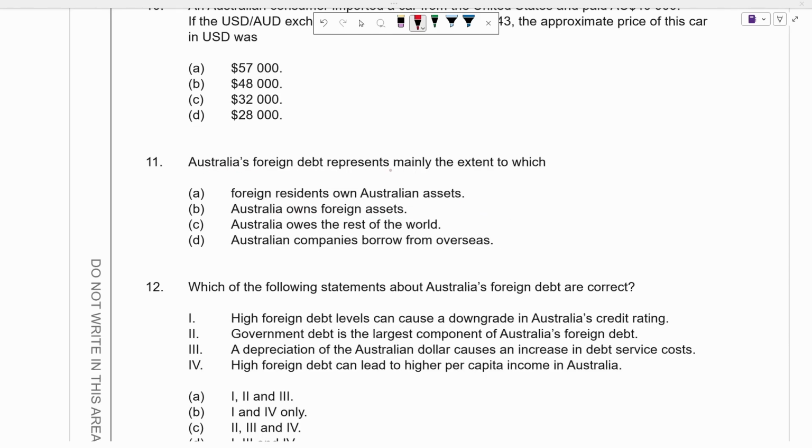Australia's foreign debt represents mainly the extent to which A, foreign residents own Australian assets. This is incorrect. This would be considered foreign equity. B, Australia owns foreign assets. This is obviously also incorrect. This would be considered as foreign assets. C, Australia owes the rest of the world. This is true. D, Australian companies borrow from overseas. This is incorrect as it doesn't include the public sector, such as the government or households.